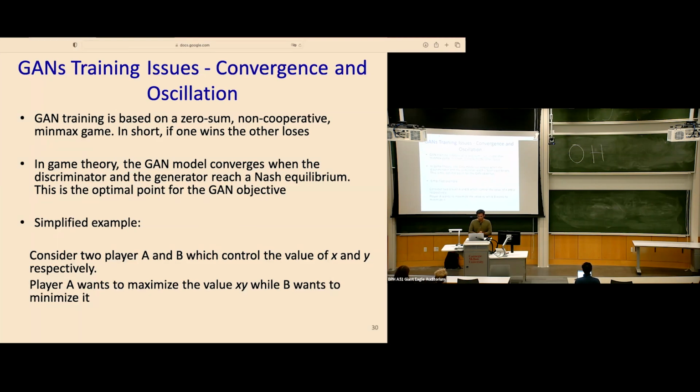So we can understand this issue through a simplified example. Consider this scenario where there are two players, A and B, that control the value of X and Y respectively. Player A wants to maximize the value XY, while B wants to minimize it. So we can also say that B wants to maximize the negative of XY.